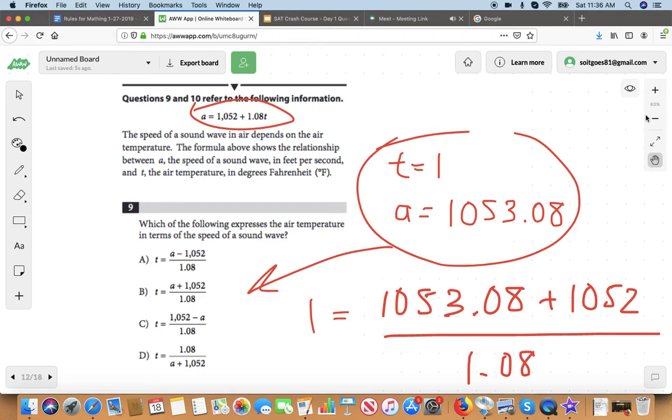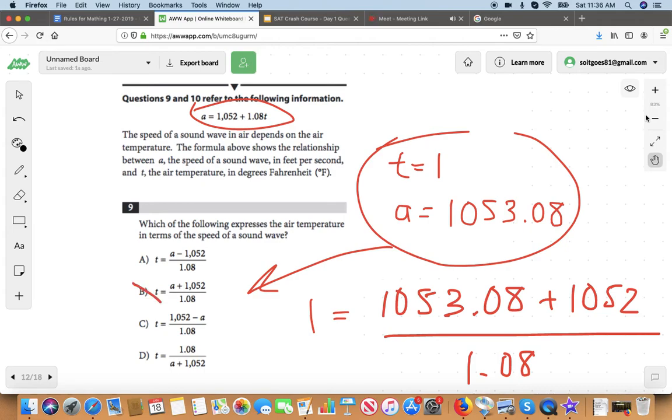And again, the beauty of estimating like this is you don't even have to calculate everything. They're not asking you to solve for that. It's just a question: is that a true statement? Does that equal 1 when t is 1 and a is 1053.08? And the answer is no. So B is gone. What about answer choice C?